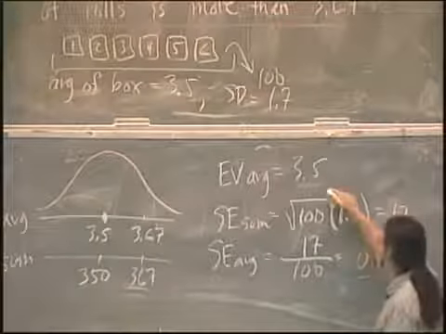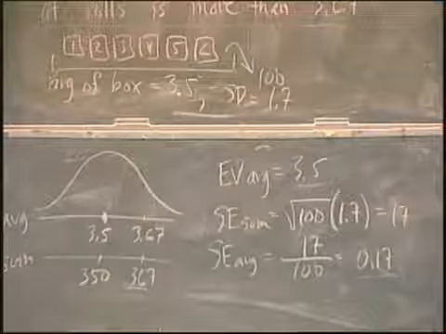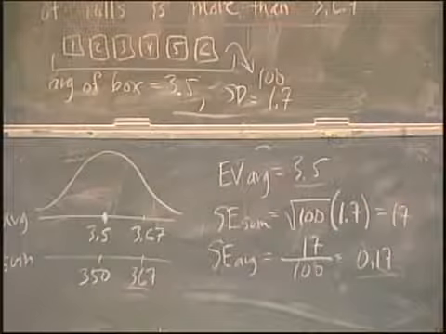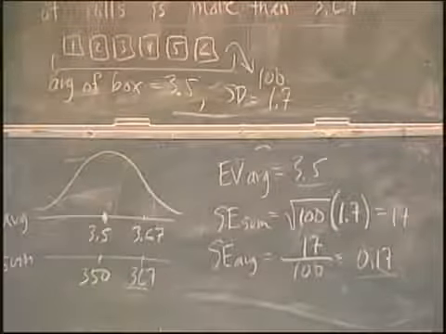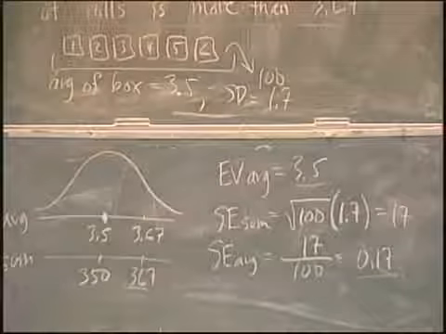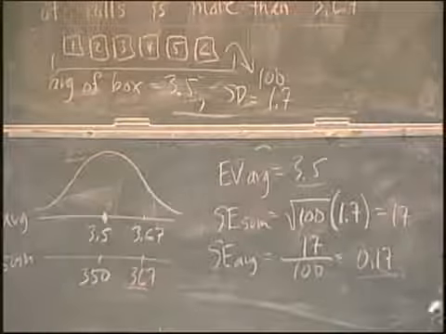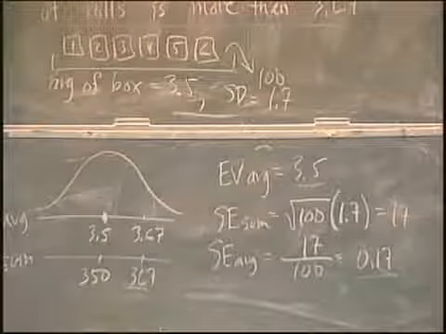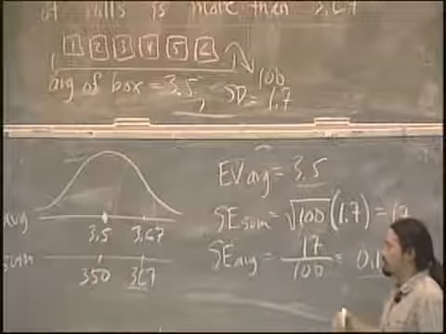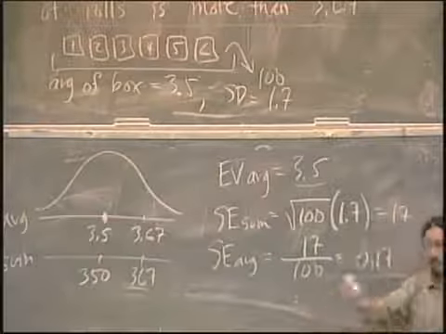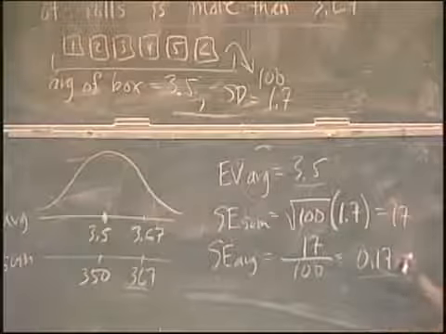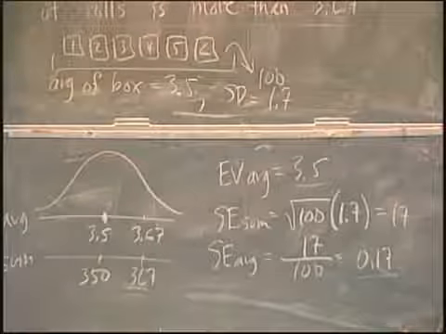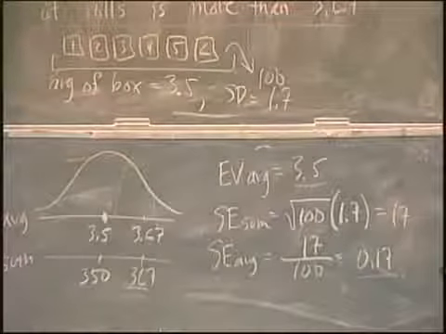So expected value is 2.5, SE average is 0.17. If I go two SEs either way from the expected value, I'm well within the range of possible values. The range of possible values here would be anything from 1 to 6, right? If I rolled 1 every single time, the average of the rolls would be 1. If I rolled 6 every single time, the average would be 6. So that range of 1 to 6 gives me the range of possible values. Like I said, plus or minus 2 SEs is well within that, okay? So normal curve should work well. Normal approximation should work well.